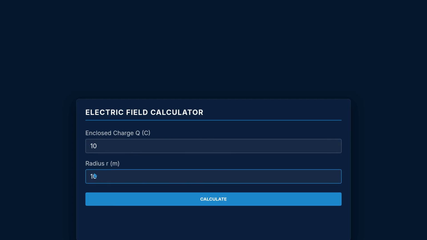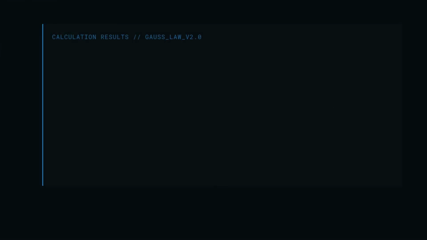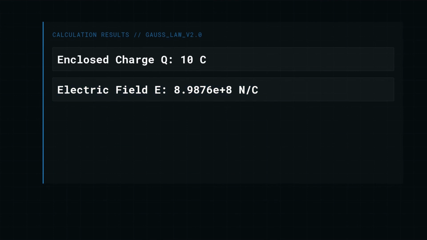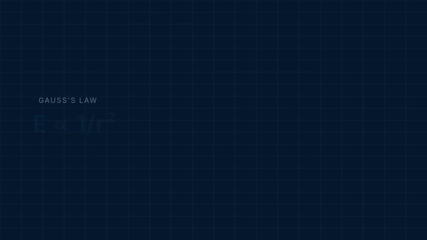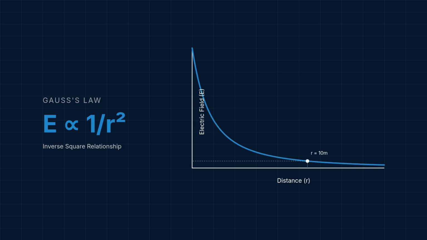After clicking Calculate, we get electric field E equals 8.9876 E+8 newtons per coulomb. Confirming our enclosed charge Q at 10 coulombs, an electric flux Φe equals 1.1294 E+12 newton meters squared per coulomb. The calculator confirms spherical geometry and notes that the electric field decreases as 1 over r squared, with the field magnitude at our 10-meter radius being 8.988 E+8 newtons per coulomb radially outward from the center.